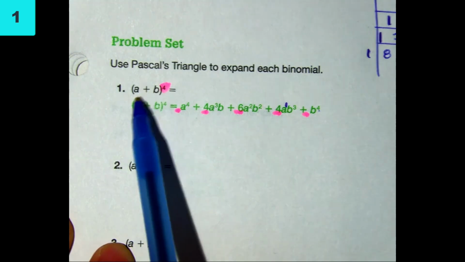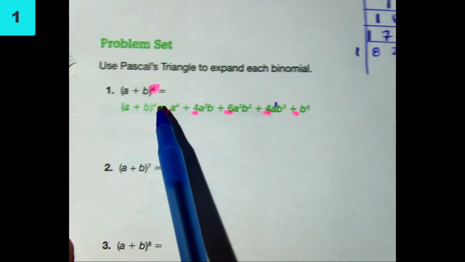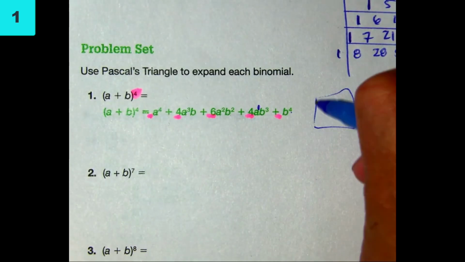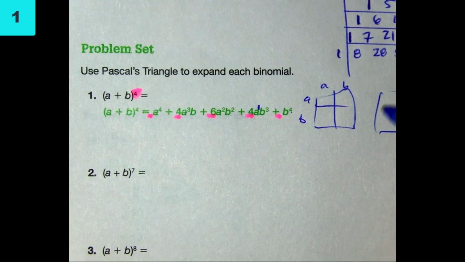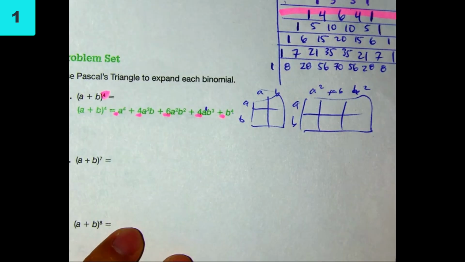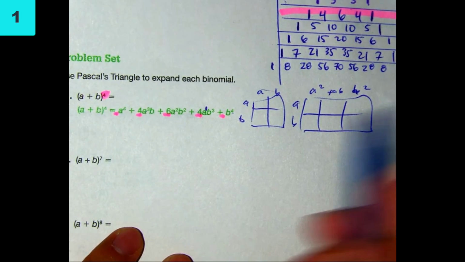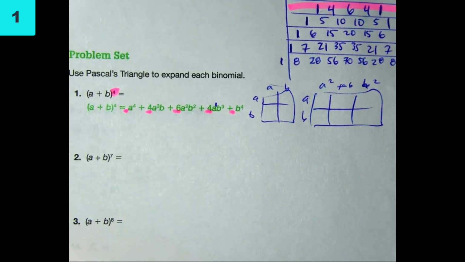So this would be using Pascal's triangle to expand a plus b to the 4th. Remember, if you did this 4 times, I just want to give you a visual. Then you would do a plus b times a squared plus ab times b squared. So this would be 1, 2, 3, and then you would get something really, really large. Does that make sense? So instead of us actually multiplying all this out, you can just use Pascal's triangle.